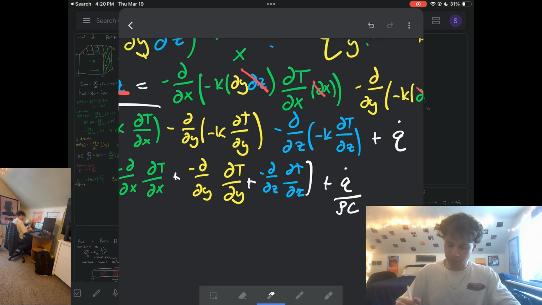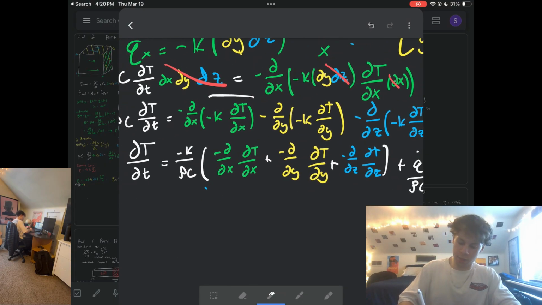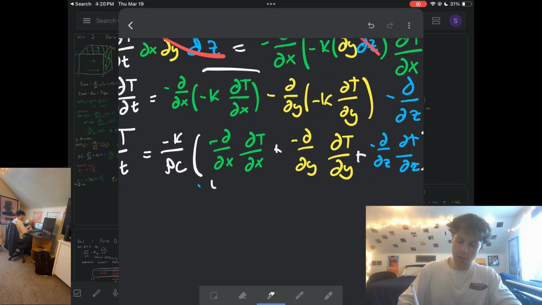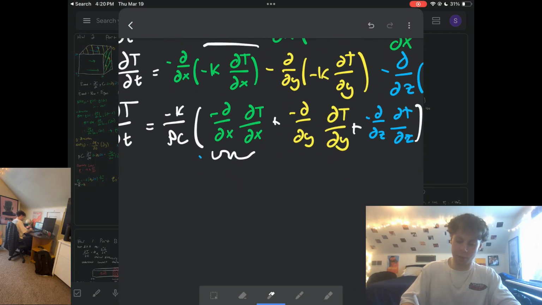So each of these terms will also simplify into our second derivative. So for example, this one would be negative second derivative of our temperature with respect to our position.